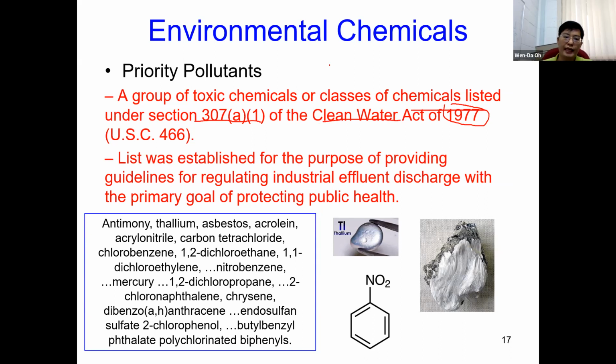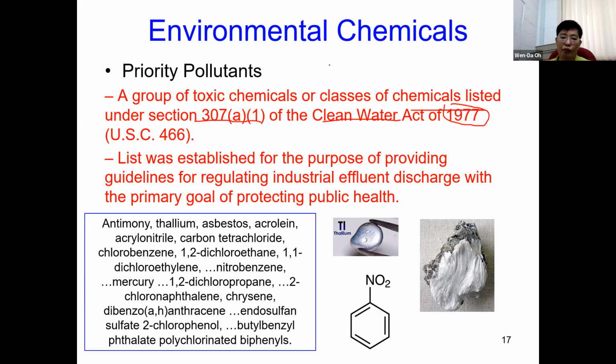So this list is basically to provide guidelines when we want to regulate certain industrial discharge. Guidelines means that we give recommendations and impose certain regulation on the industry, saying that they cannot release this chemical above a certain threshold. So if you look at, let's say, phenol, this guideline says that you cannot release phenol above, let's say, 10 ppm.